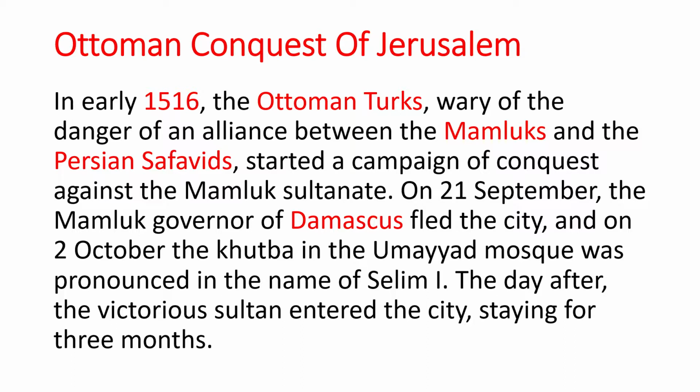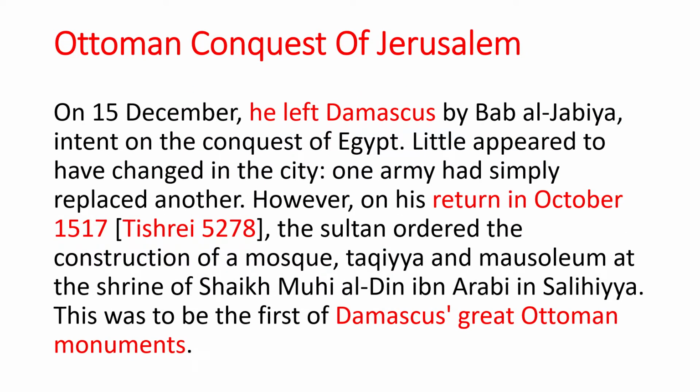So on September 21st, the Mamluk governor of Damascus fled the city, and then on the 2nd of October in 1516, it was announced that Selim I would take over the city. He stayed there for a long time. By December, he left Damascus, and he was in conquest of Egypt, and little appeared to have changed in the city. One army had simply replaced another.